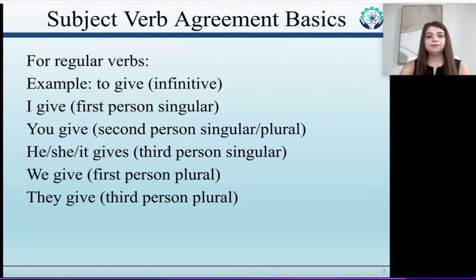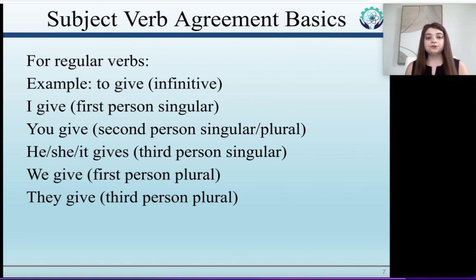Okay, let's move on. Let's talk about subject verb agreement basics, right? For example, for regular verbs, we have the infinitive version, which is where we have to plus the verb, to give, for example. And here's how it works with regular verbs. We just repeat the verb without the to for all of these, except for he, she, or it, where we would say gives with an S. I give, you give, he gives, she gives, it gives, we give, they give, right?